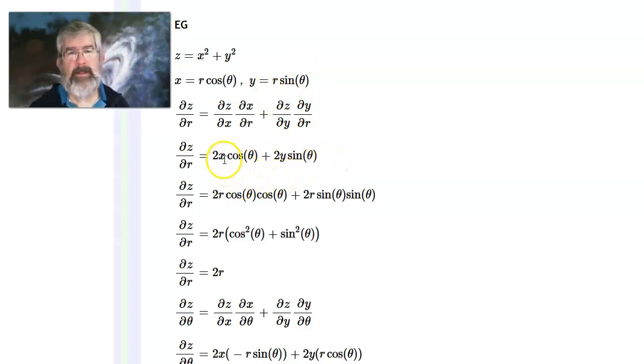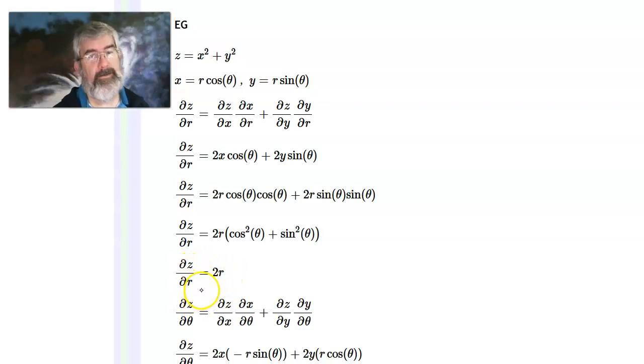Plugging back in here, x is r cos theta, so that's plugged in there, times cos theta. And then the y is being replaced by r sine theta times that sine theta. Factor out the 2r, and I've got cosine squared theta plus sine squared theta left inside. Of course, that's just 1. And the derivative of z with respect to r is just 2r.